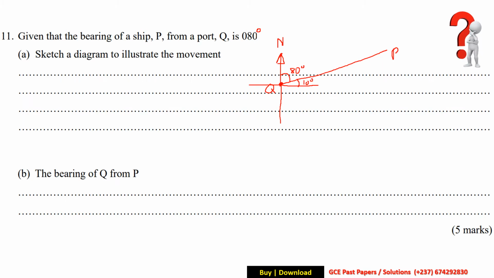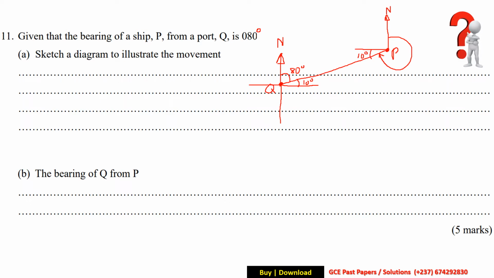Now they want us to get the bearing of Q from the point P. So now we work from the point P. From the point P, we have to make our small knot here. And bearings are measured clockwise. So I'm going to measure the bearing like that until it touches this line here. Now this small angle here is also 10 degrees.